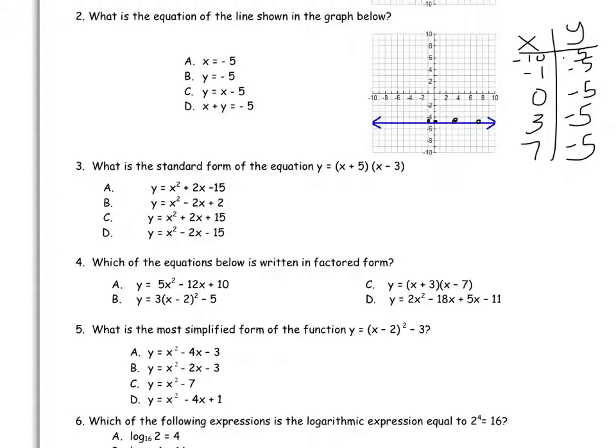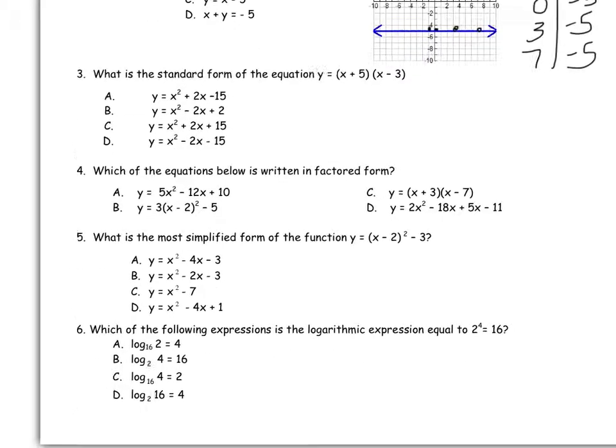So every point on this line has a y-coordinate of negative 5. So I think the equation of the line is just y equals negative 5. For every point on the line, the y coordinate is negative 5. It doesn't matter what the x value is. The y value will be negative 5 if the point is on the line.